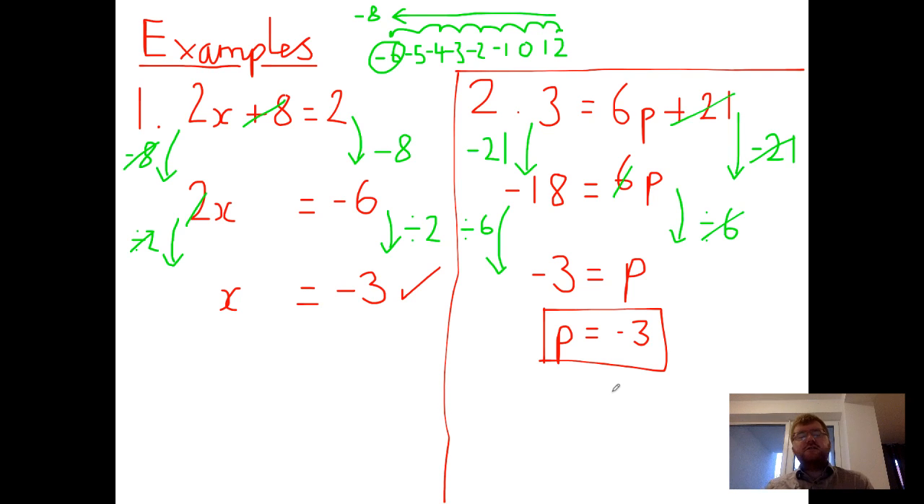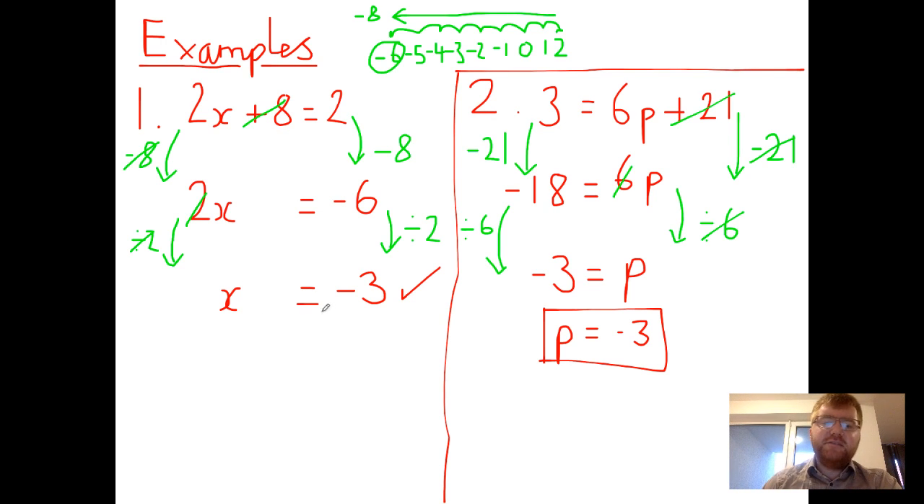Now, one thing you can do to check your answer is to essentially substitute, that means replace, the p with minus 3 in your equation. So this is a good check that you can do. If we put p is minus 3 into our equation, well, 6 times minus 3 is minus 18. Minus 18 plus 21 is equal to plus 3. So it definitely works.